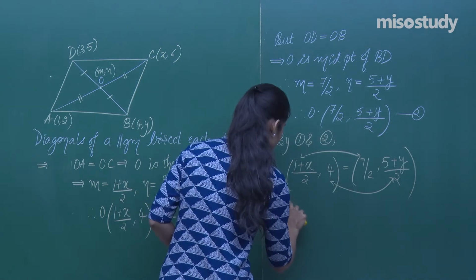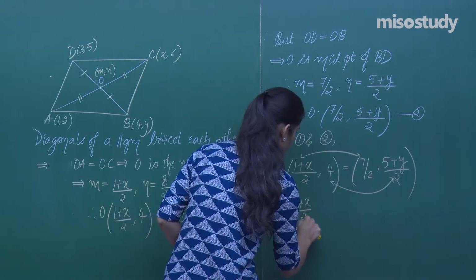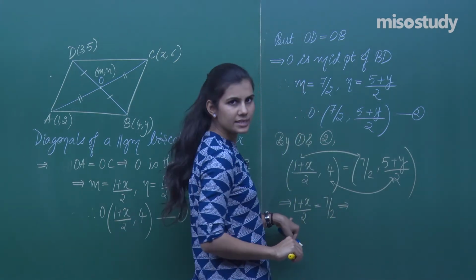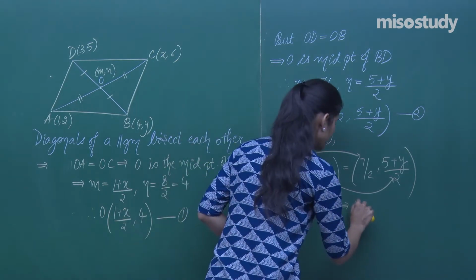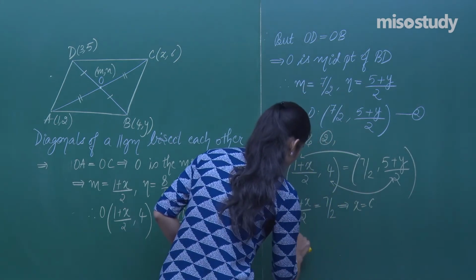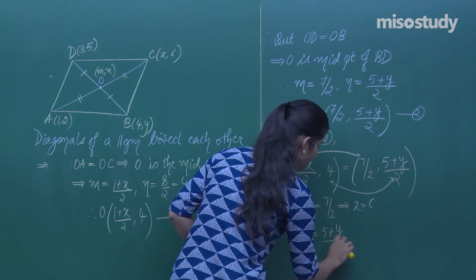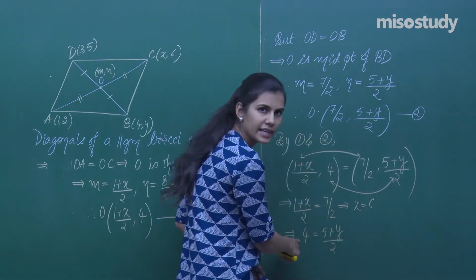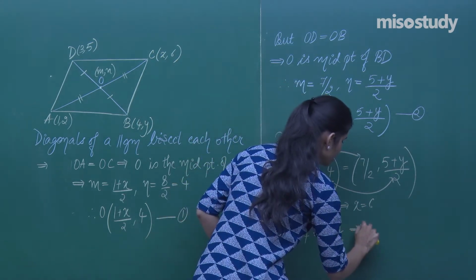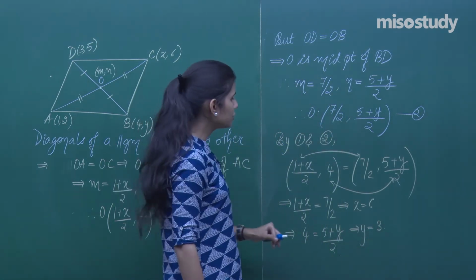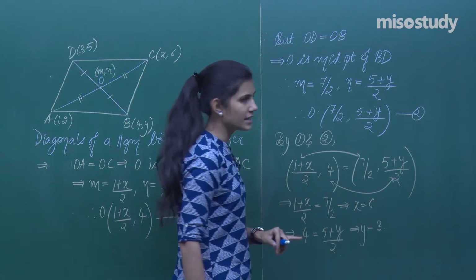So this implies 1 plus x upon 2 is 7 upon 2, which gives you 1 plus x is 7, or x is 7 minus 1, that is 6. And this also implies 4 is equal to 5 plus y upon 2. 4 into 2 is 8, 8 minus 5 is 3. So y is 3. So we have computed the value of x, x is 6, y is 3.